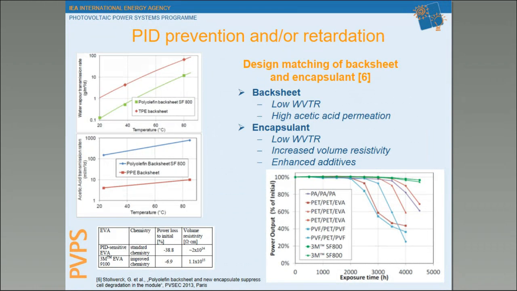So what does it mean? That actually just by design matching of backsheet and encapsulant, we can prevent, or let's say at least retard some degradation mode. So here is a nice example that was presented by 3M a few years ago, where they showed that by the choice of a backsheet with low water vapor transmission rate but high acetic acid permeation, and a modified encapsulant with a low water vapor transmission rate with increased volume resistivity and also enhanced additives, they can actually avoid PID effect.